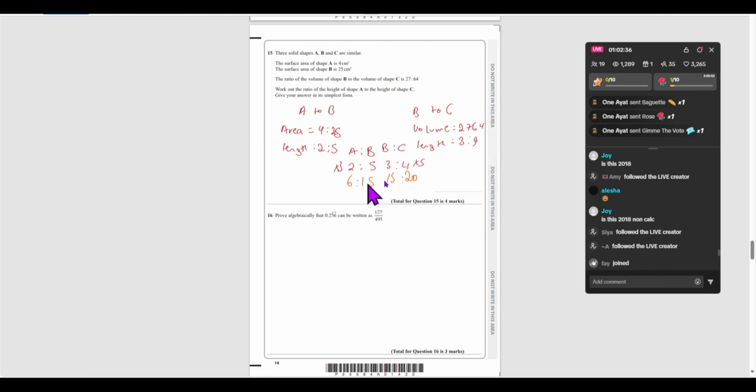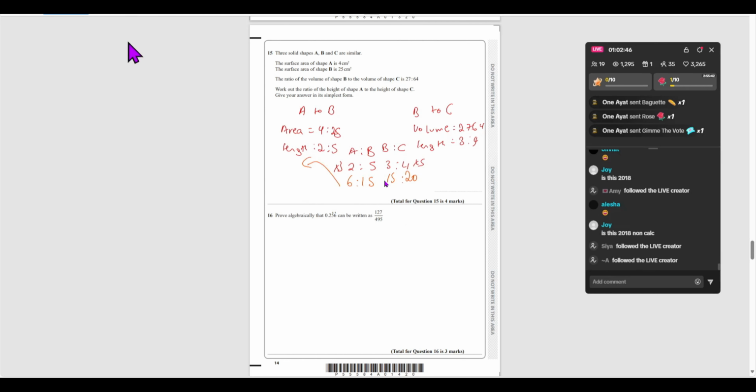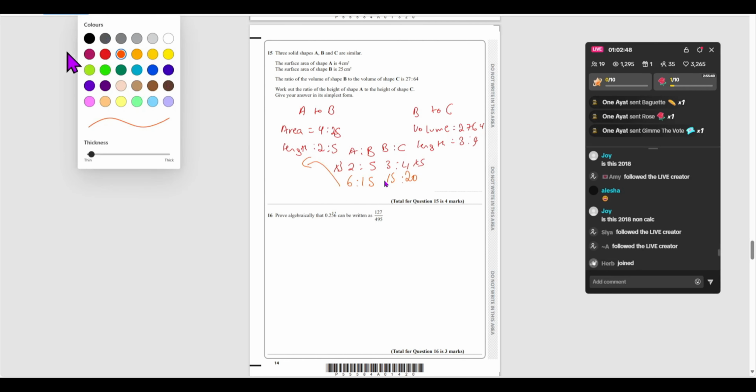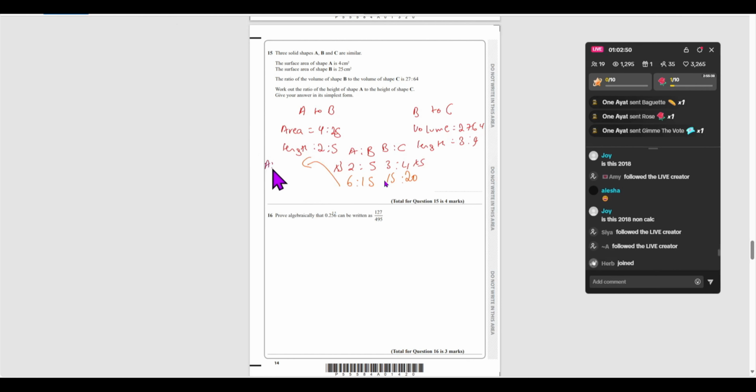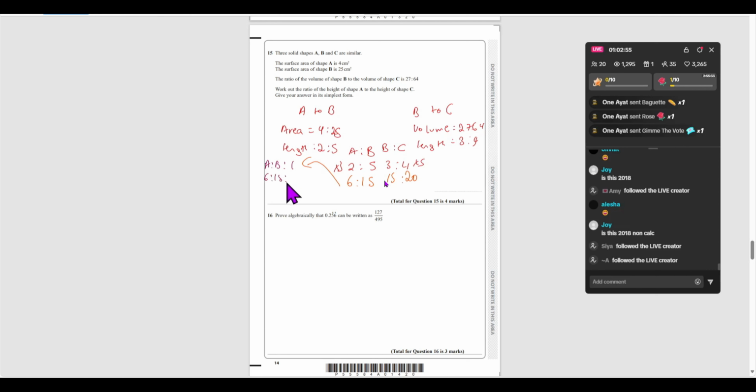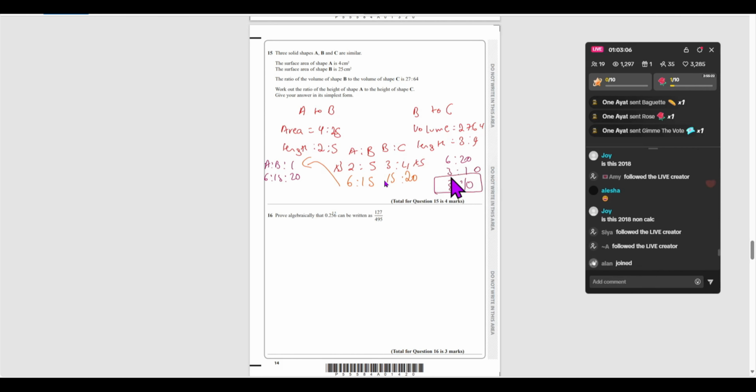And then you will write it as A to B to C. A to B to C will be 6 to 15 to 20, and we only need the ratio of A to C, 6 to 20, which will be 3 to 10. Simplify it, and that would be our answer. Okay?